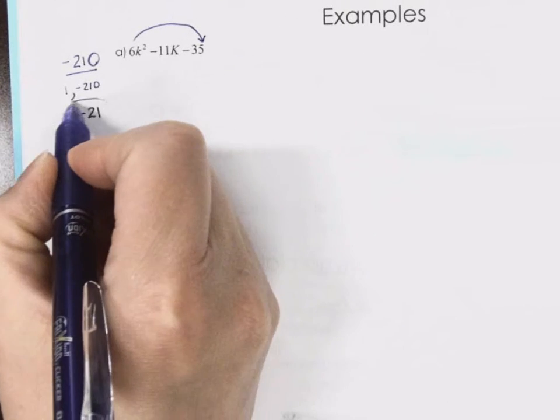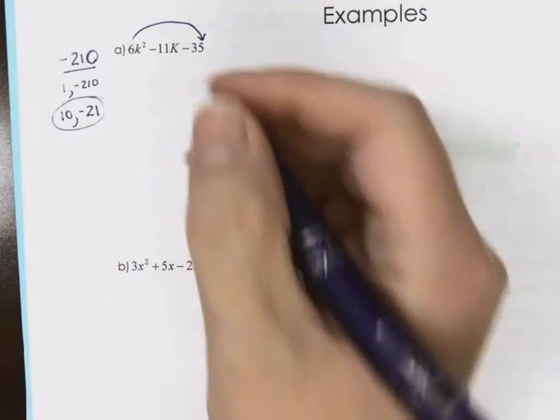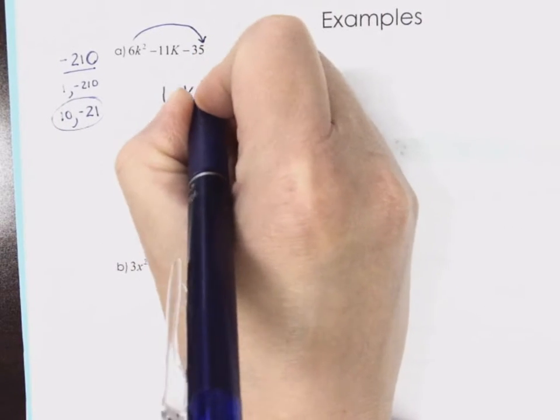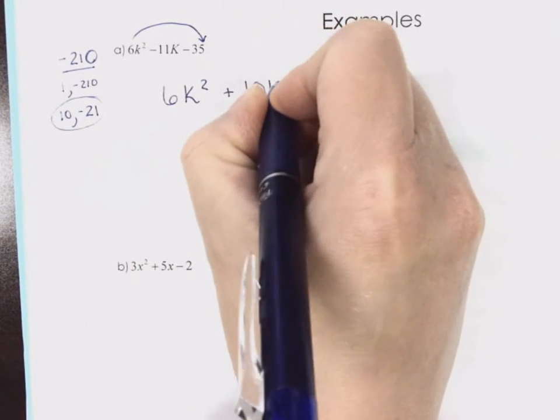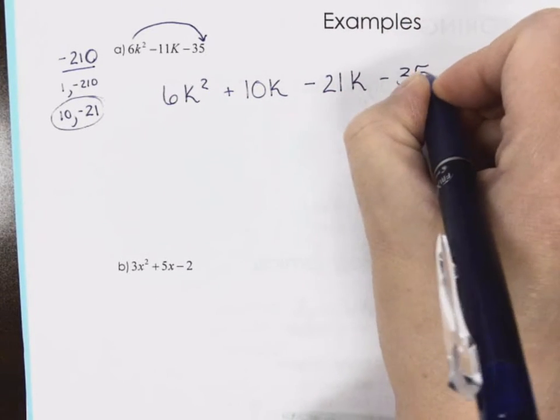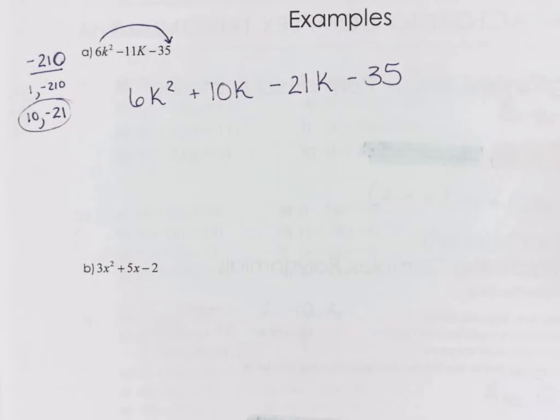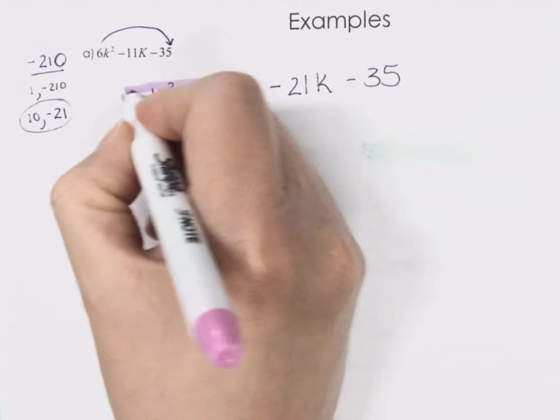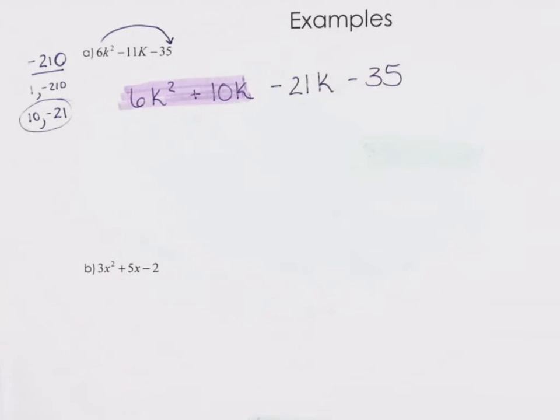But this pair works. So this is going to be 6k squared plus 10k minus 21k minus 35. I'm going to look at those first two. What can I definitely take out of there? Definitely a K comes out. What else can come out of there? Just a 2? Not a 3?